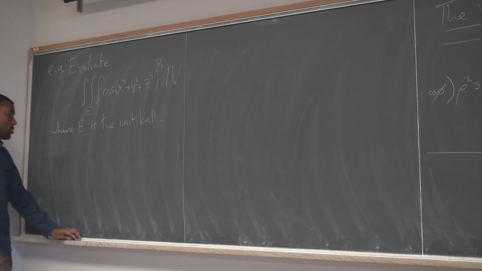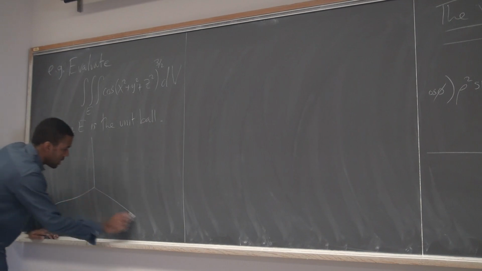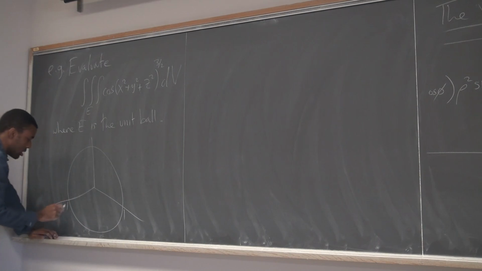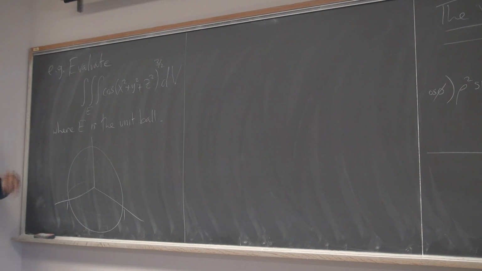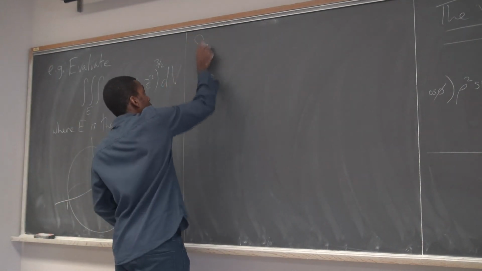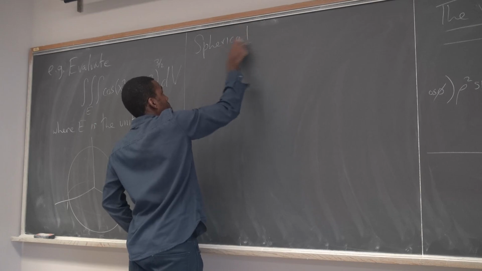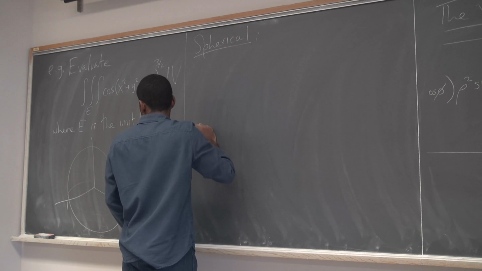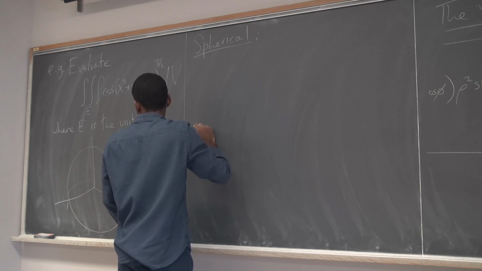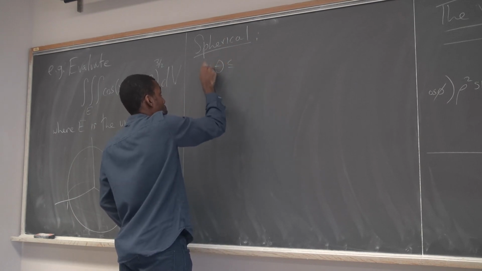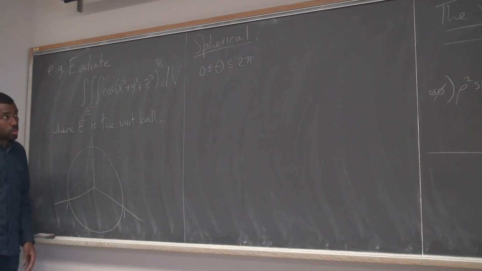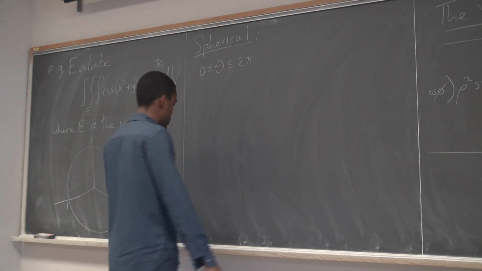Okay, so now the unit ball is just the sphere centered at the origin with radius 1, the solid ball. So that's our object. How would we describe this in spherical? Right, so theta is 0 to 2 pi. That we know, because theta is just the same old guy that we had from polar coordinates. What else?